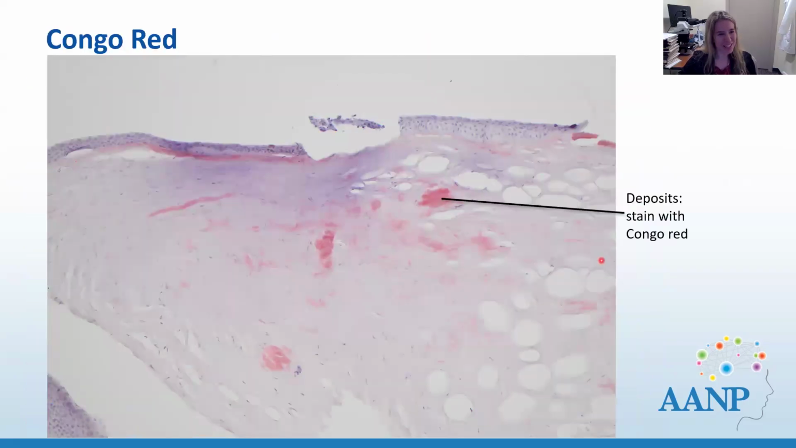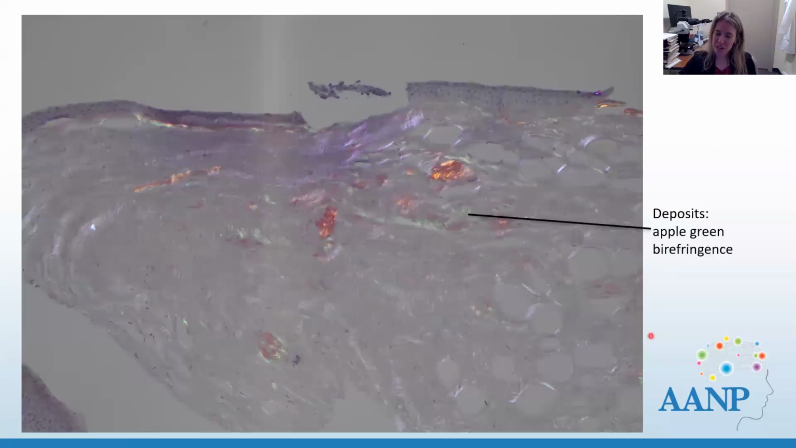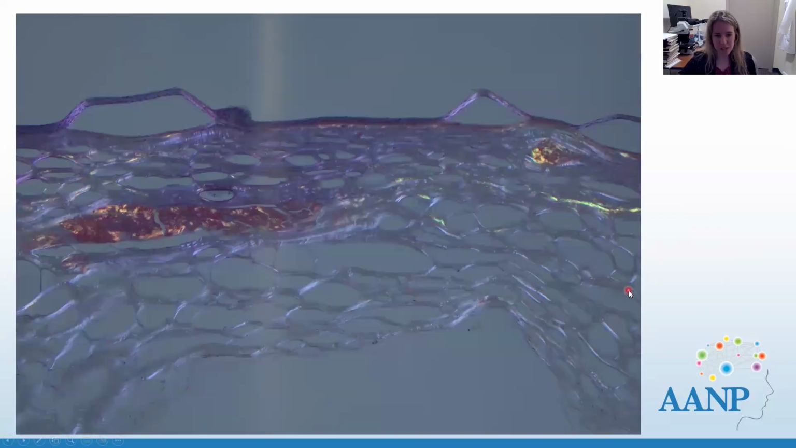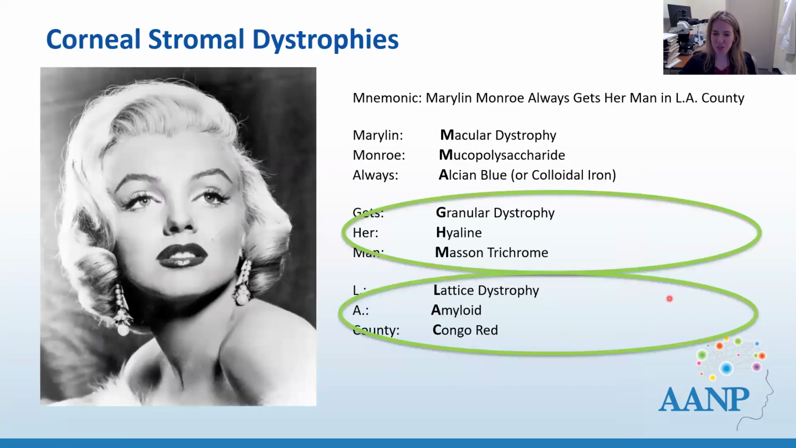But let's take a look over here. Here is Congo red. And so these deposits are also staining with Congo red, which you'd expect in lattice dystrophy. And you can see that there is some apple green birefringence. Here's another area with Congo red positive deposits. And you can see, again, there are areas where there's apple green birefringence. So that suggests more lattice dystrophy.